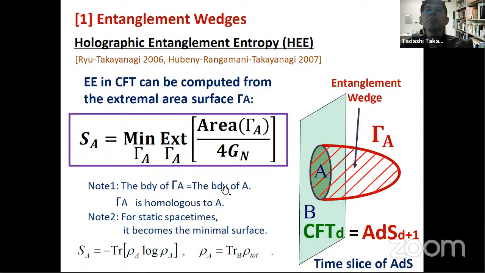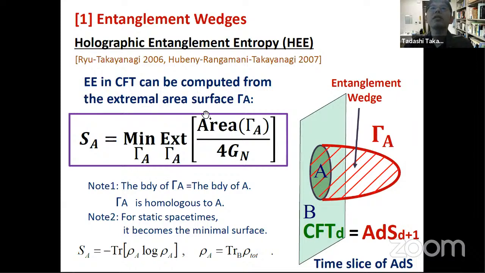We especially look at the minimal surface, but in a more general Lorentzian setup, we first need to extremize the surface. We pick up the extremal surface by taking the variation of the area function. If there are several candidates, we have to minimize over them. That way we get an extremal surface, which we call gamma A. The area of gamma A divided by 4 G Newton, like the Bekenstein-Hawking formula, gives the entanglement entropy. The region inside this gamma A is called the entanglement wedge. That's the main point of this part of the topic. I'll come back to this later.